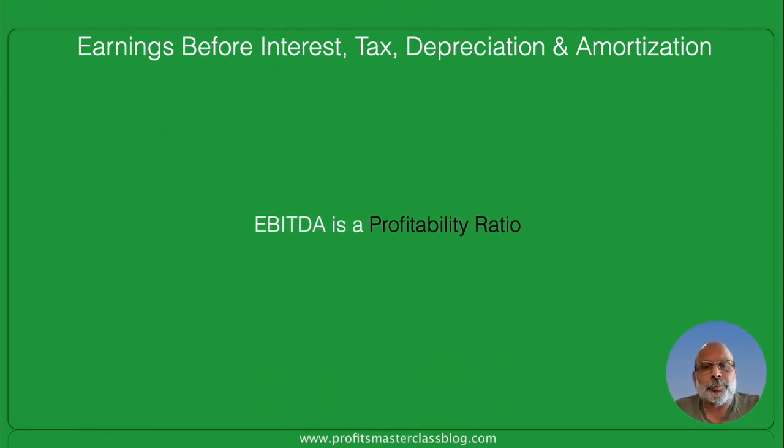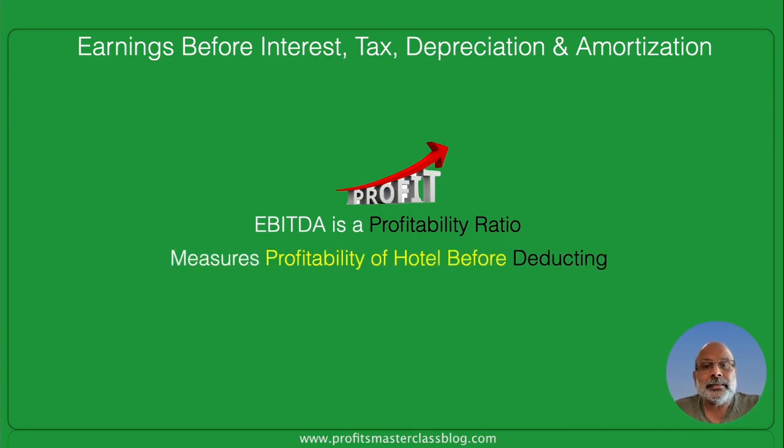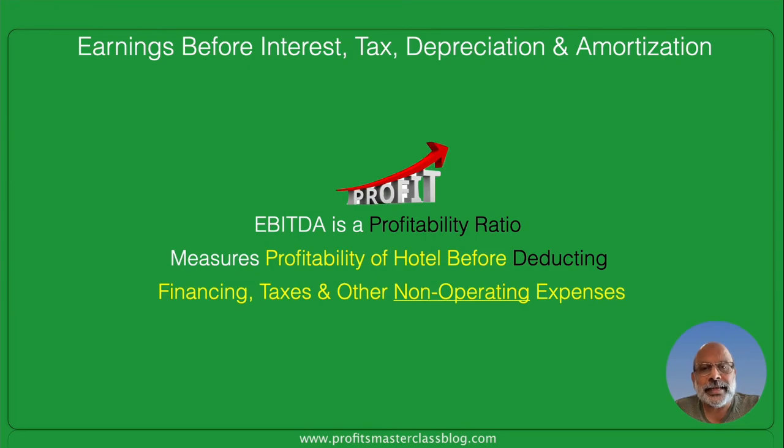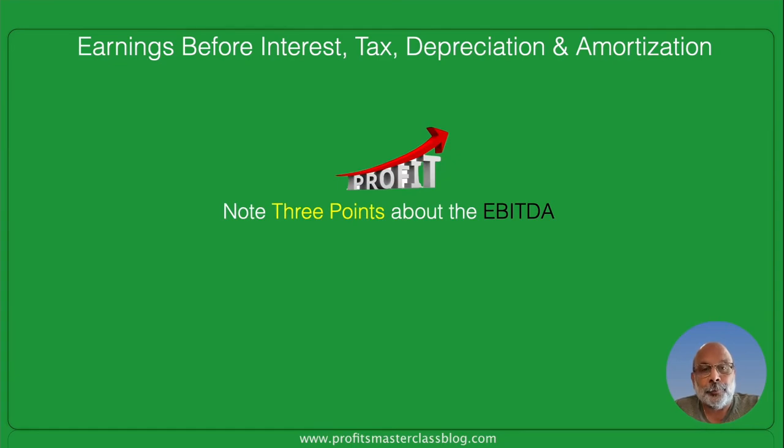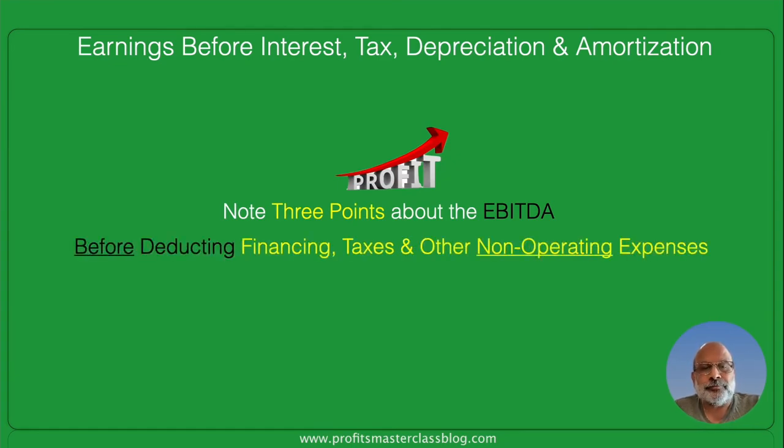Now, EBITDA is a profitability ratio. It measures profitability of the hotel before deducting three things: financing costs, taxes, and other non-operating expenses. So note those 3 points about the EBITDA. They bear watching. So it's before deducting financing, taxes, and other non-operating expenses.